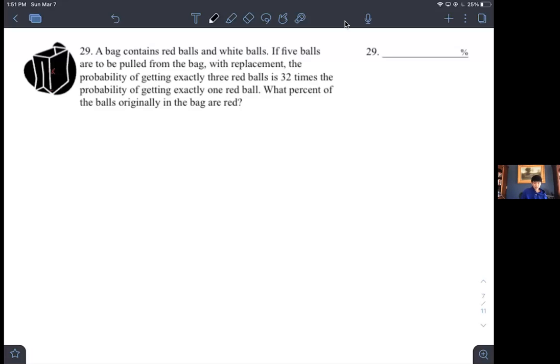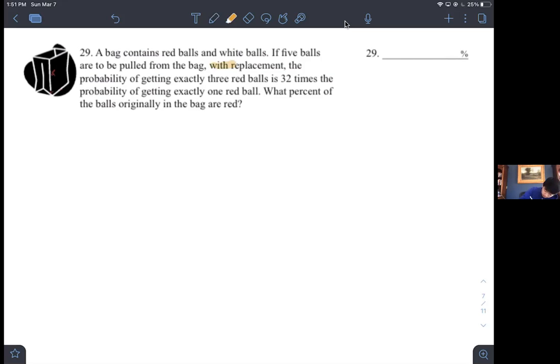All right, so problem 29. A bag contains red balls and white balls. If 5 balls are to be pulled from the bag with replacement, this is important, the probability of getting exactly 3 red balls is 32 times the probability of getting exactly 1 red ball. What percent of the balls originally in the bag are red?